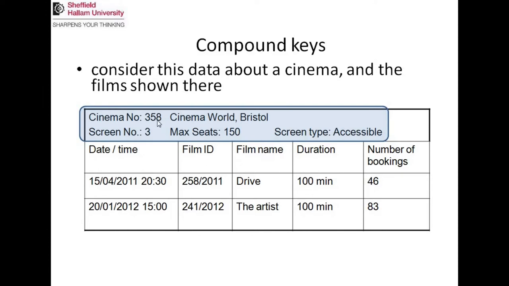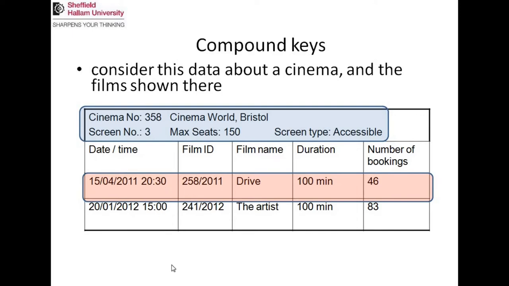But the header is about some screen of a cinema. You need to know both of these pieces of information to know things like the maximum number of seats. The screen next door might not have the same number of seats as this one. And also accessibility. I imagine all cinema screens are accessible now, but some old cinema might still have some screens inaccessible. Then underneath there is a series of columns showing information, but for one screen of one cinema there are multiple films showing. There are two, there could be many more.